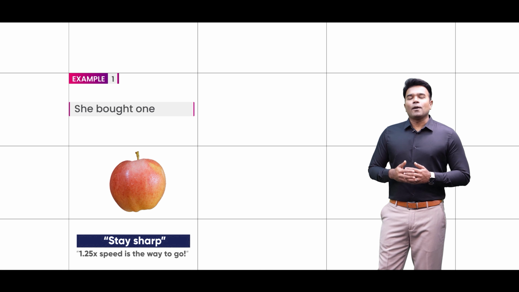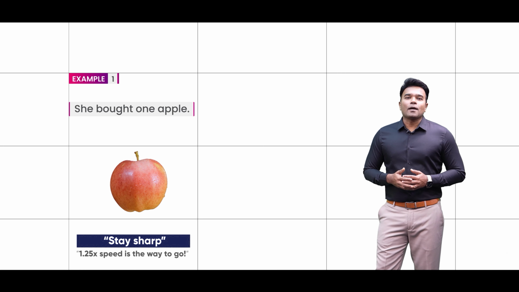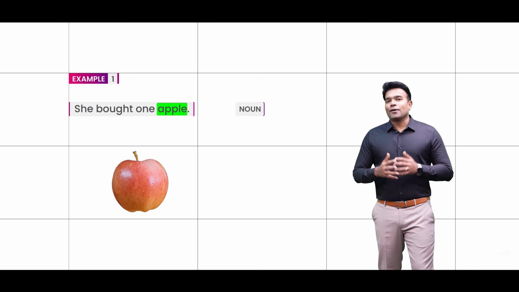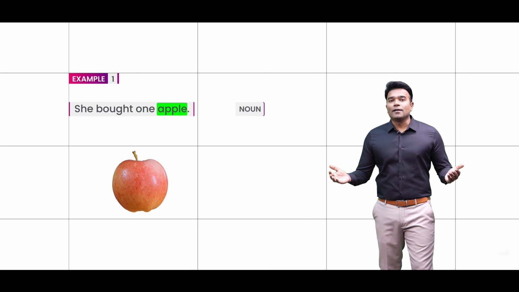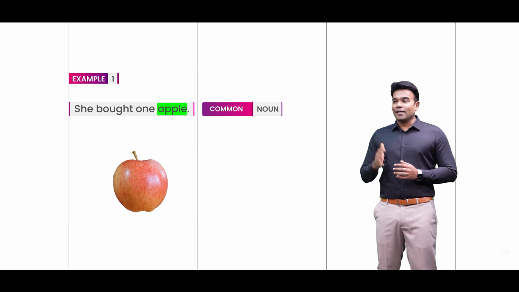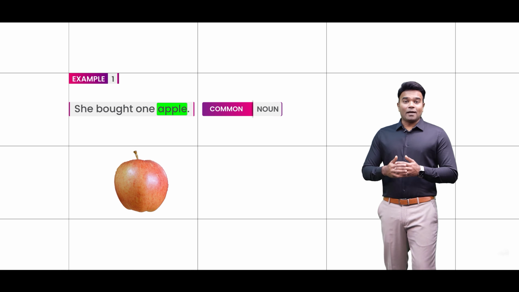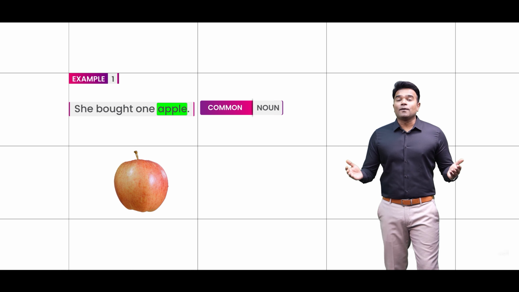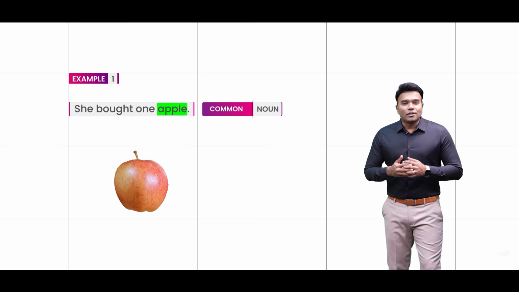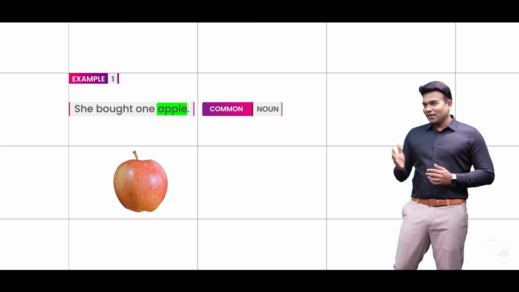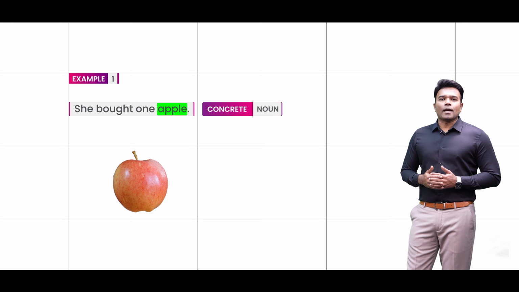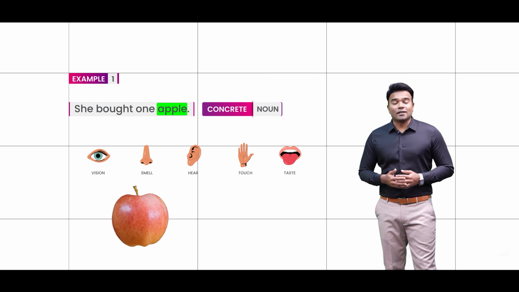Have a look at this sentence. She bought one apple. In this sentence, obviously, the word apple happens to be the noun. Not just is it a noun, I can also call it the common noun, because here we are in general referring to a fruit called apple and we are not referring to any specific apple, and hence it is a common noun. But it is not just a common noun, it also happens to be a concrete noun. I say this because after all you can perceive it through your sense organs.